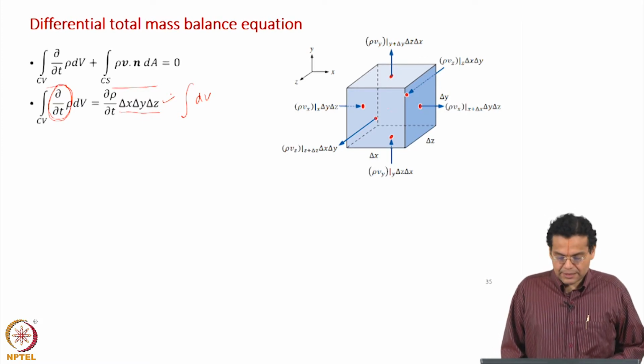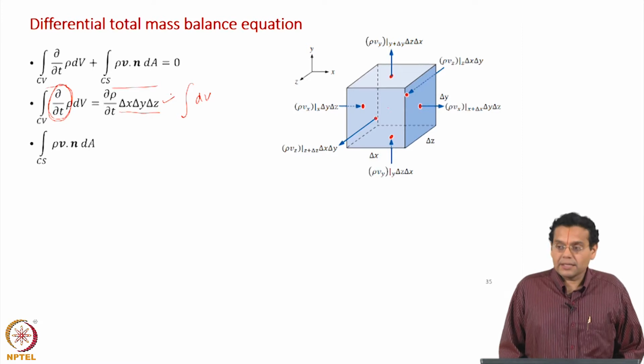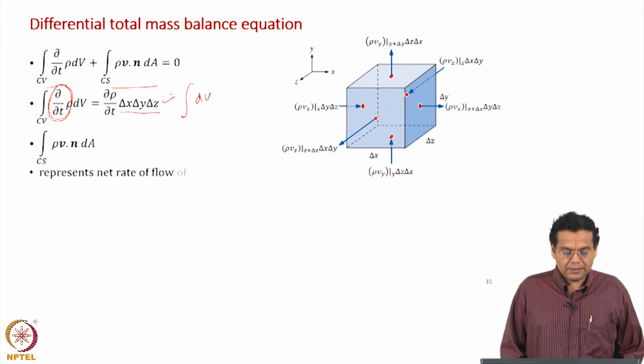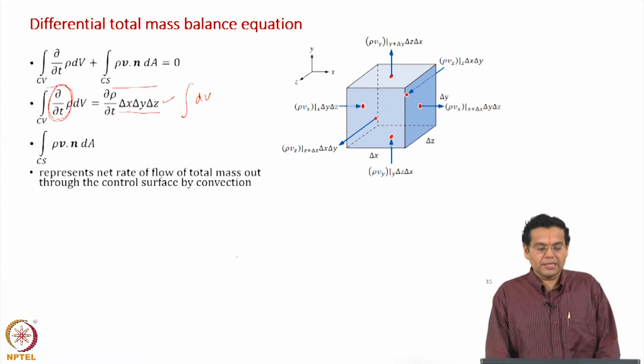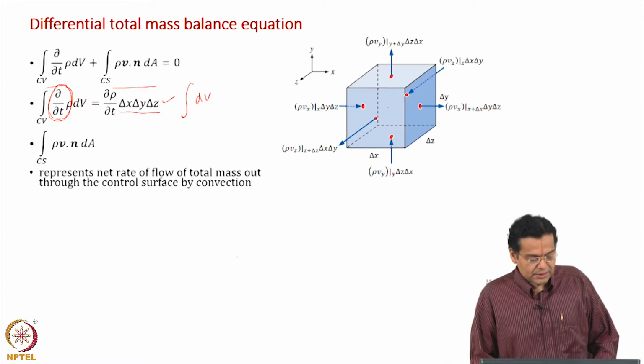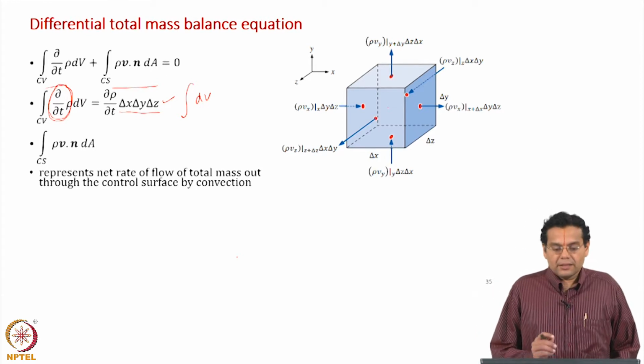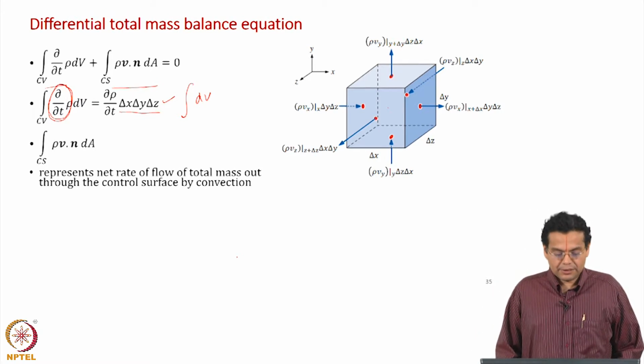Now, let us consider the second term. We have seen the significance of this, let us repeat it. It represents the net rate of flow of total mass out through the control surface by convection. This is the meaning which we discussed when we derived the integral mass balance equation.